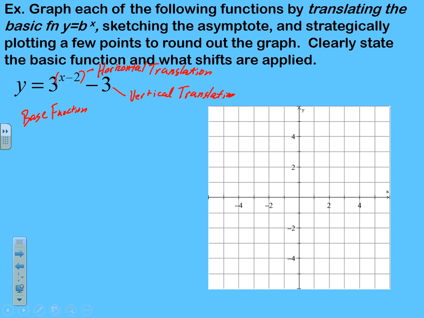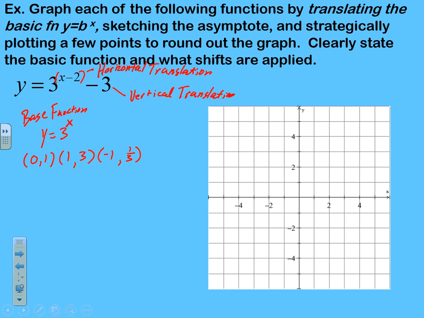Well, my base function is just y is equal to 3 to the x power with no transformations. So using the three key points, (0, 1), the number 1 and the base, which is 3, the number -1 and the reciprocal of the base, which would be 1/3, I'm going to go ahead and plot these points on the graph.